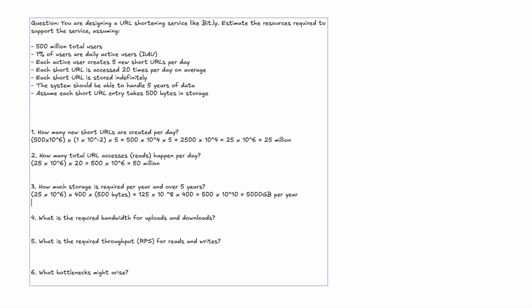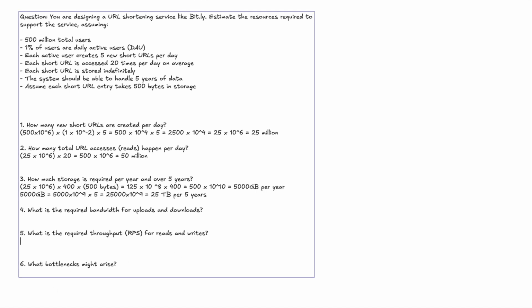Okay, so now that we have the amount of storage required per year, we can multiply this by 5 to find how much storage we need for 5 years. So 5,000 times 10 to the 9th, which is gigabytes, times 5, which we have 25,000 times 10 to the 9th, which is going to be equal to 25 terabytes.